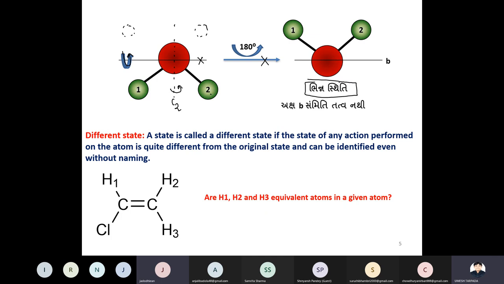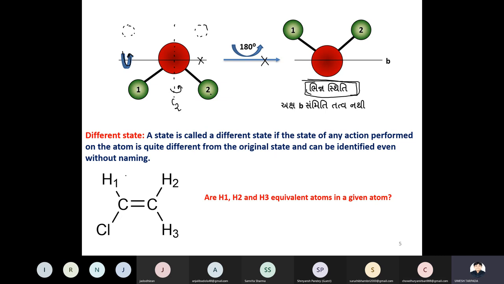This is written as a different position, or it is a different situation than that of the original. But here, see, a state is called a different state if the state after any action performed on the atoms is quite different than that of the original. So we call it a different state. Now, see, here three hydrogens are there, H1, H2, and H3. Are they equivalent in this given structure? No, sir, not equivalent. Yes, of course. Very good. So you cannot have a symmetry.